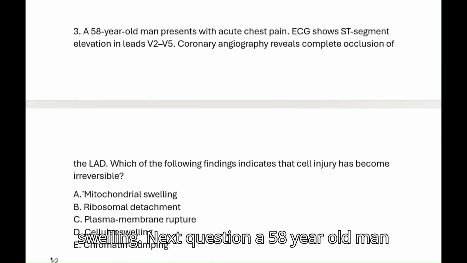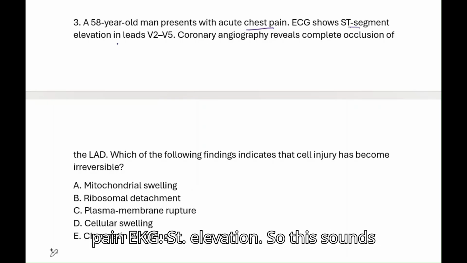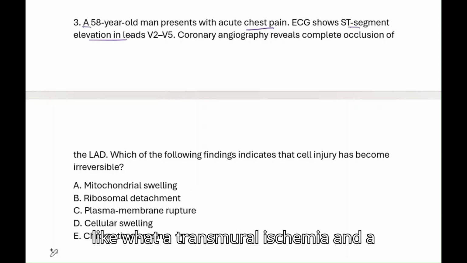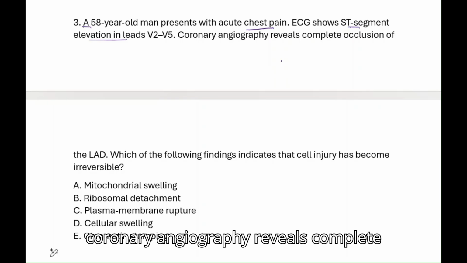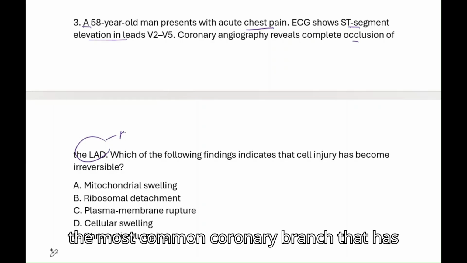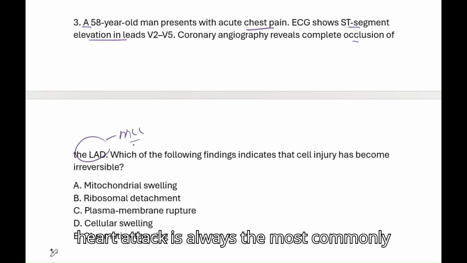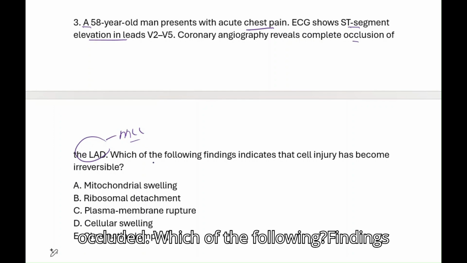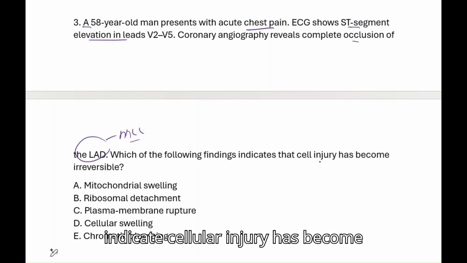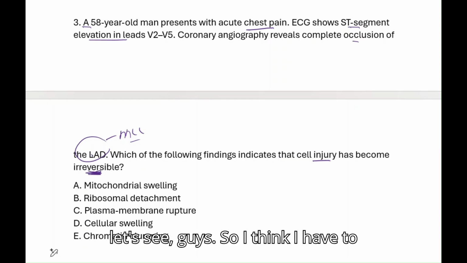A 58-year-old man presents with acute chest pain. EKG shows ST elevation. So this sounds like what? A transmural ischemia. And a coronary angiography reveals complete occlusion of the LAD. Remember, the LAD is the most common coronary branch that is being occluded, right? So if somebody has a heart attack, it's always the most commonly occluded. Which of the following findings indicates cellular injury has become irreversible? So irreversible.